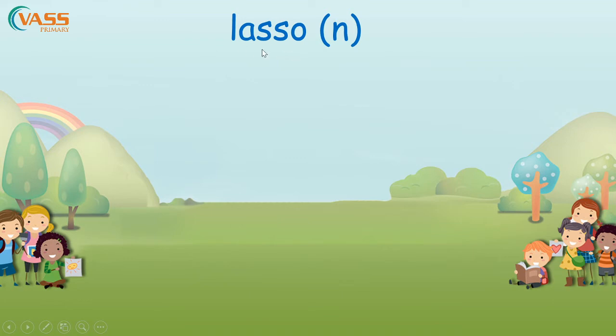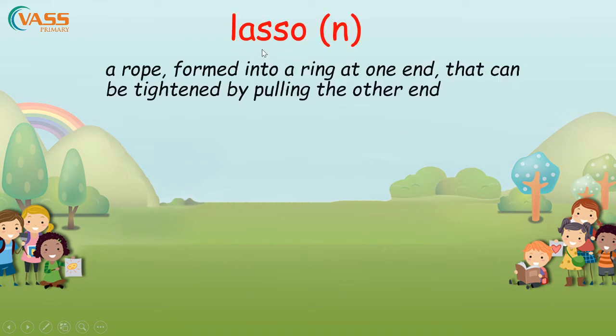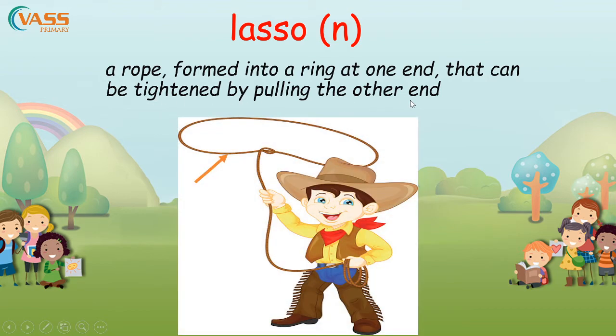Lasso. Lasso. A lasso is a rope formed into a ring, circle, at one end that can be tightened by pulling the other end. Let's think about a cowboy wrangling up some cows. This here is a lasso. So the cowboy can swing it into a circle shape and throw it to catch a bull, and then pulls it tightly and will close the loop of the lasso, creating a leash.